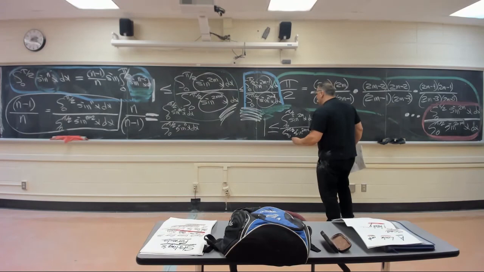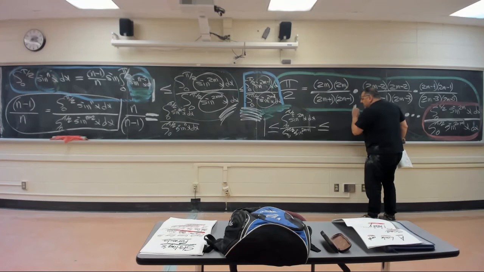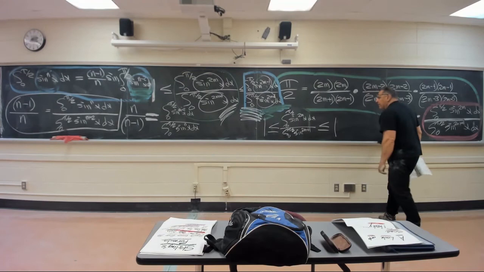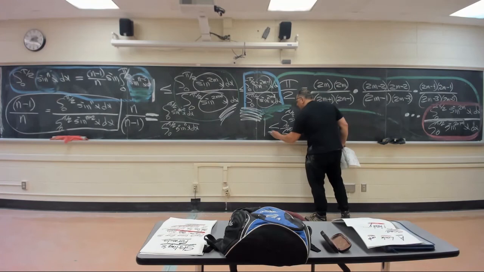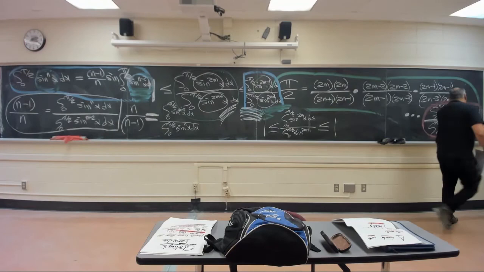This goes to a limit from a somewhat bigger number, and as m goes to infinity, it's going down to 1. Wait a minute. If 1 is greater than or equal to this, and this is greater than or equal to 1, the only way this can be sandwiched between the two, greater than or equal to 1 and at the same time less than or equal to 1, is that guy right there has got to be equal to 1. And that's where they got that equal to 1.